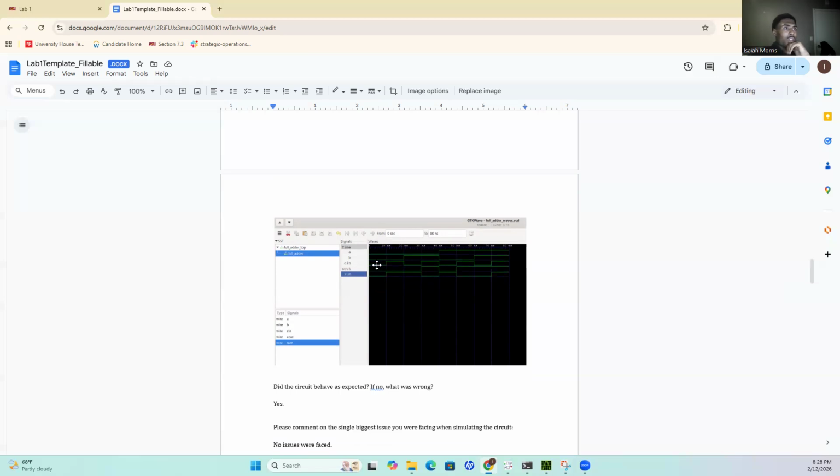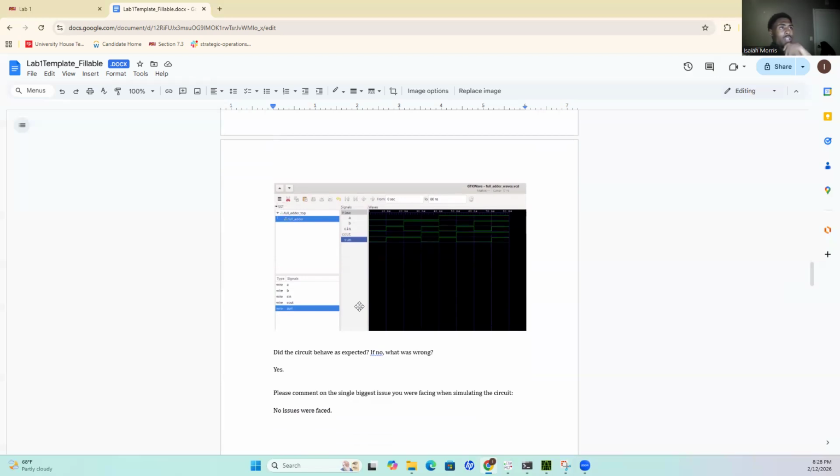Here, A is zero until about 40 ms, and B is zero until 20 ms. It is essentially just running a simulation.